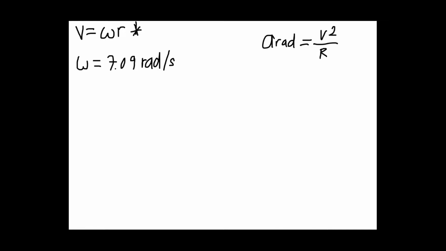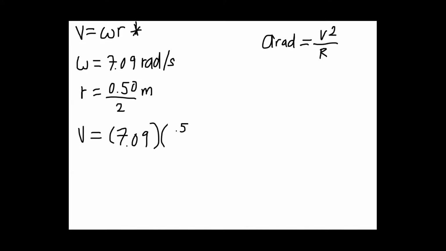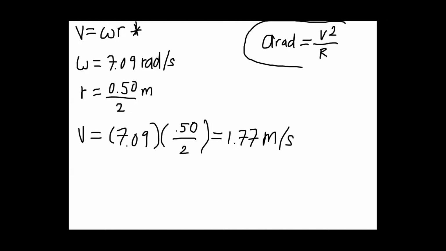Okay, absolutely, thank you. And we can just throw this in along with our radius that we also calculated from the previous equation. And that gives us 7.09 times 0.50 over 2. And when we throw it in, we get an answer of about 1.77 meters per second. The radians kind of gets canceled out because of our radius there, essentially. And we have 1.77 meters per second as the velocity.